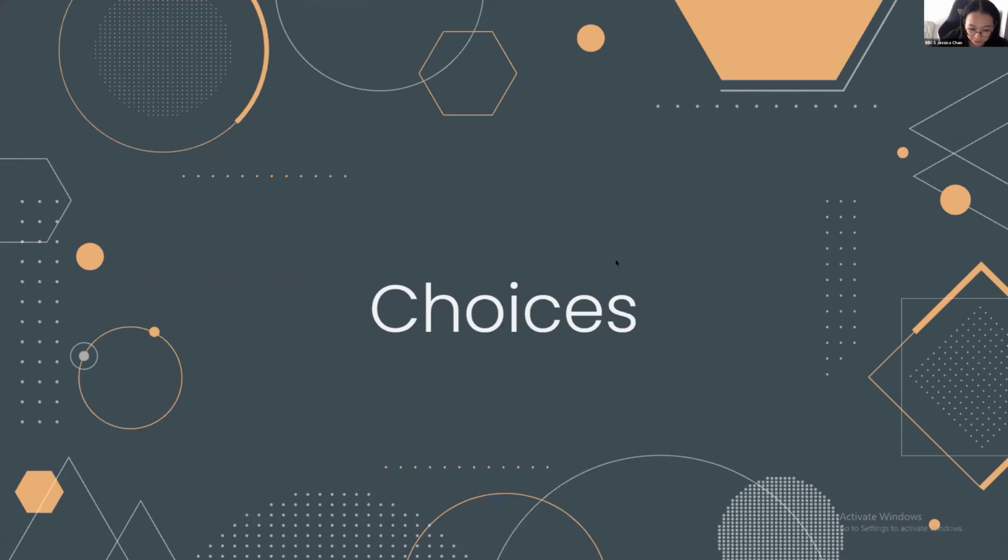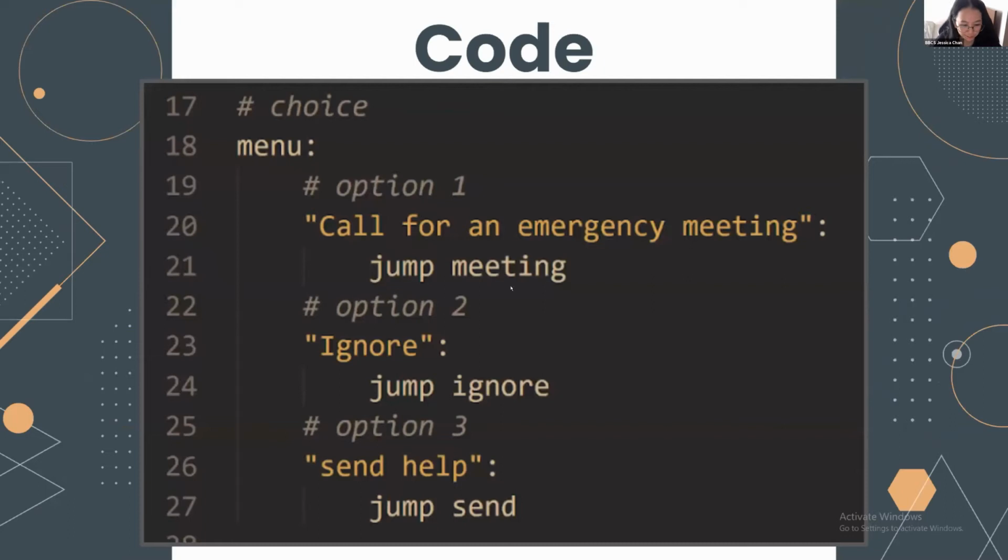Okay, so we're going to talk about choices. No visual novel is fun if it's just linear. We have to add choices. So here, you can see menu, which is the decision-making part of the visual novel. There are three options users get to choose from in this example. And based on the input, the program will direct the visual novel to the outcome displayed here using jump.